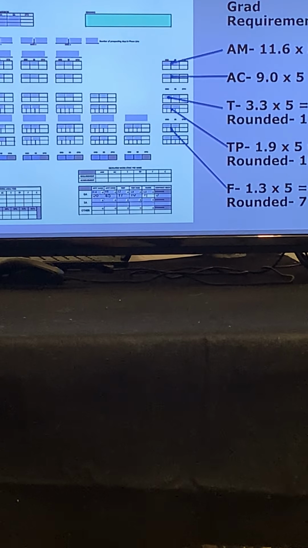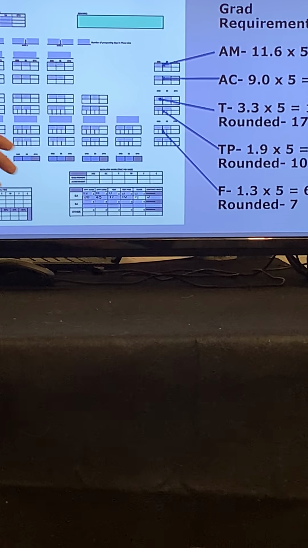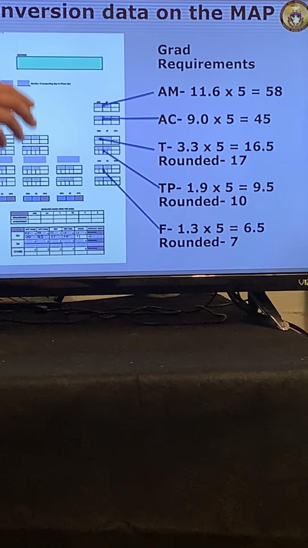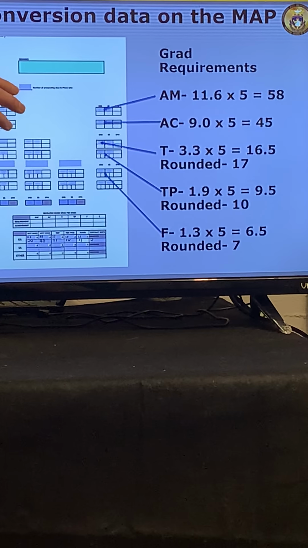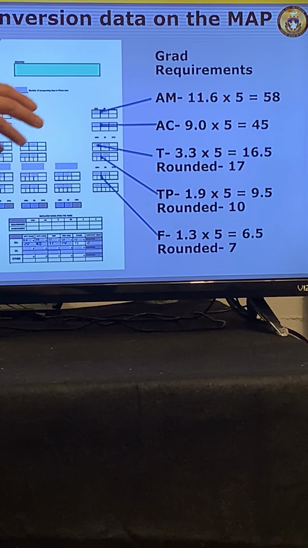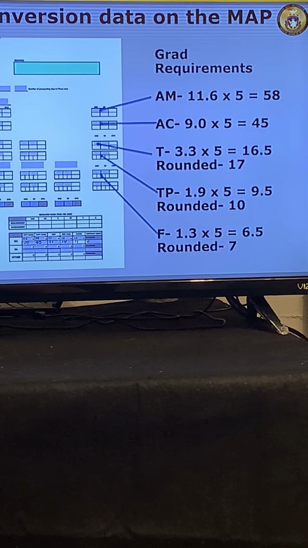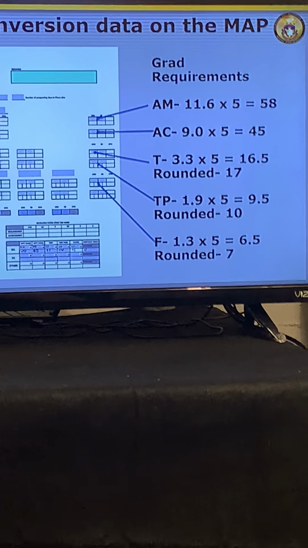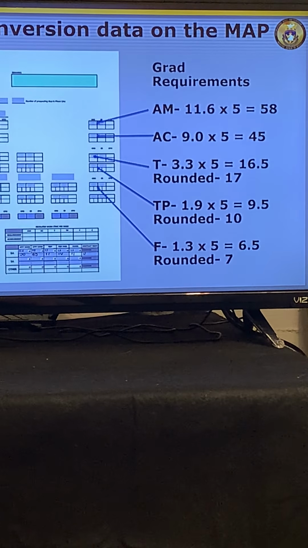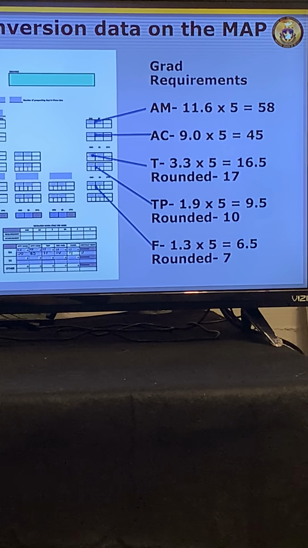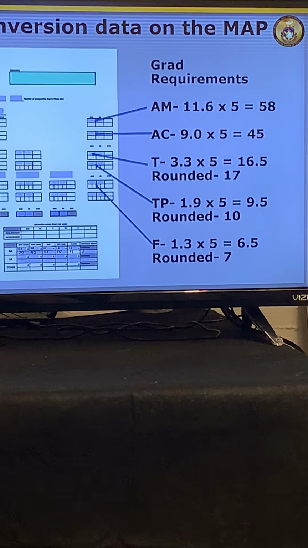And how we find that data is we take our ratio, which the first one was 11.6 grad appointment makes, times our actual mission for this phase line. The scenario gave us 5, said we were mission for 5. So we took 11.6, we multiplied it by 5, and it was 58. It was a whole number, there was no rounding necessary. So we do it down the line.